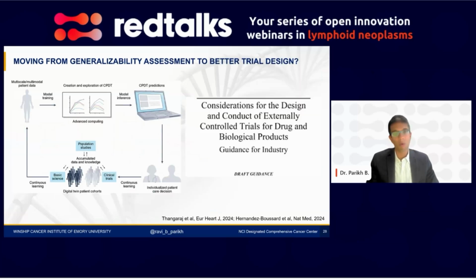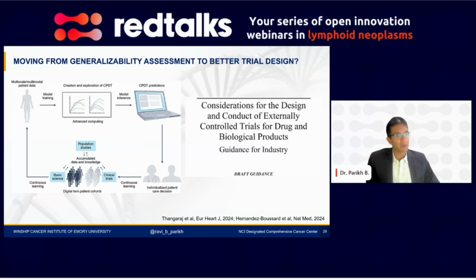So, how can we move from generalizability assessment to actual better trial design? One of the things that has been brought up in other published literature is that if you have an algorithm for a patient that can be applied to some sort of real-world data, then technically you could have an external control arm for a phase 1 or phase 2 study that could give you a general degree of confidence in your survival estimate. And this has been traditionally absent from phase 3 trials in the US because most of them don't do randomization.